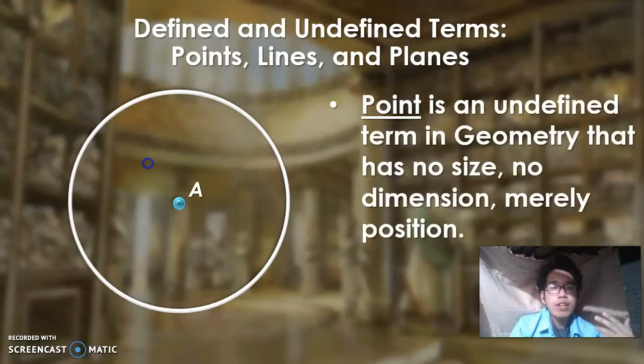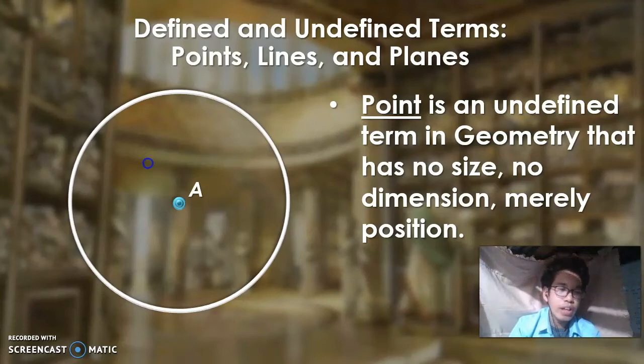Point is an undefined term in geometry that has no size, no dimension, merely position. Okay, so a common example of a point is when you graph a point on a coordinate plane. You find its x value and its y value, and then you plot it. So there's only position, but that point has no size. It has no definite size. It has no definite dimension. Okay, so point, this is the most basic definition that we have.